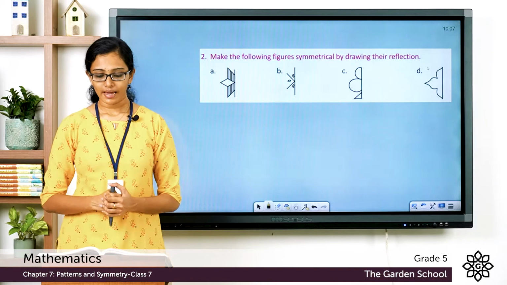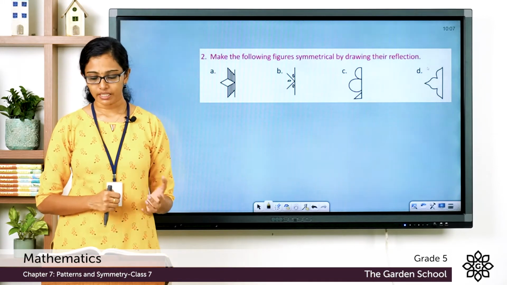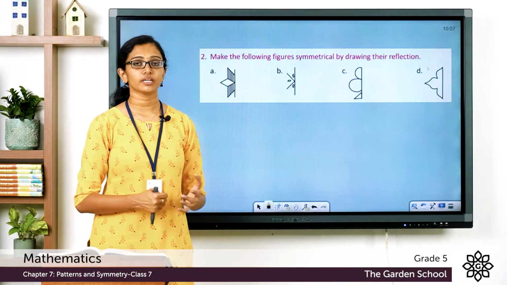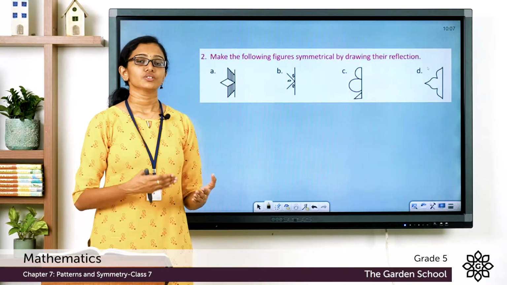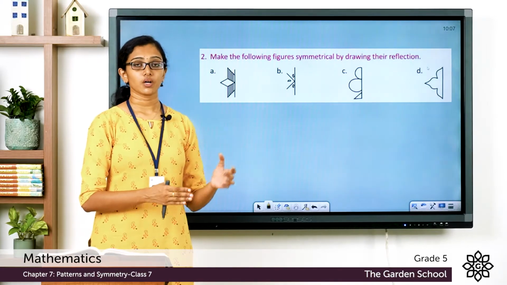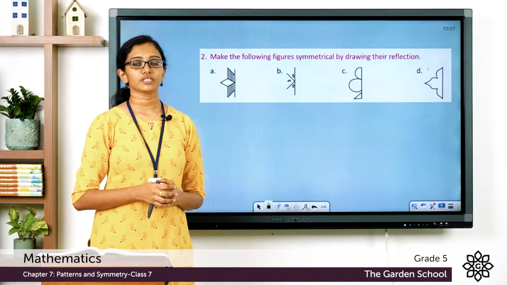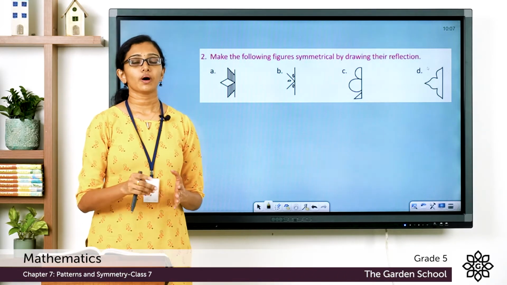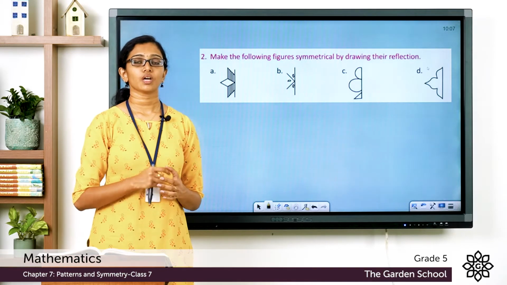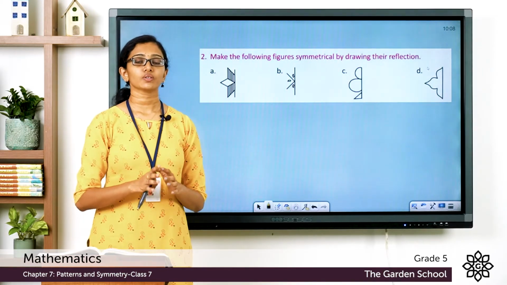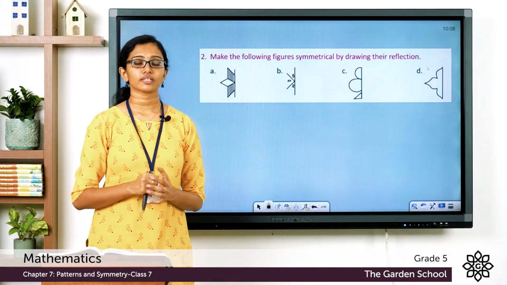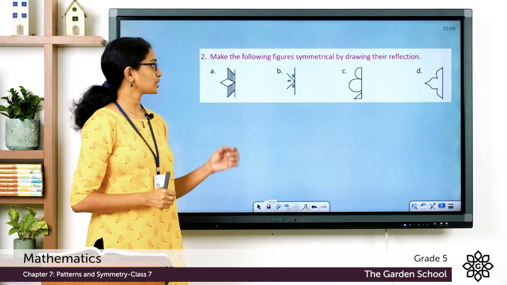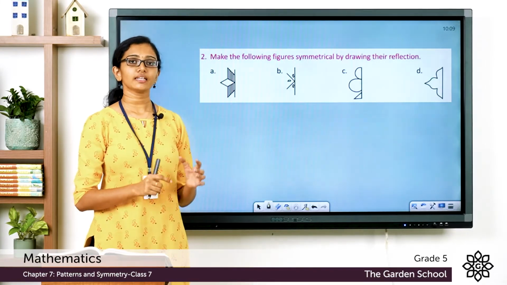Question number 2. Make the following figures symmetrical by drawing their reflection. When an object or shape is symmetrical about a line, or when an object or shape can be divided into mirror images along a line, we call that reflection symmetry or line symmetry. Now here in this question, you are given one half of an image. You have to draw the other identical half so that the whole image, the completed image, will look symmetrical.